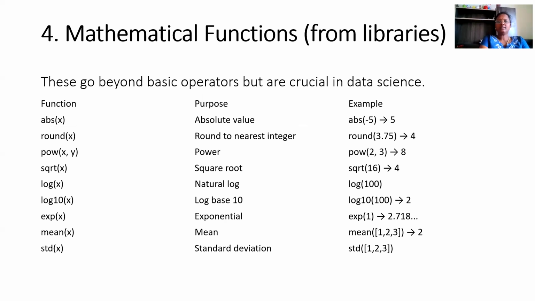And what are the mathematical functions we must know? These are samples taken from the Python libraries. They go beyond the basic operators, but are crucial for all data science related processes. First function, you can see, is absolute value. Absolute value is nothing but finding the absolute value of the given digit. And then we have to round to the nearest integer.